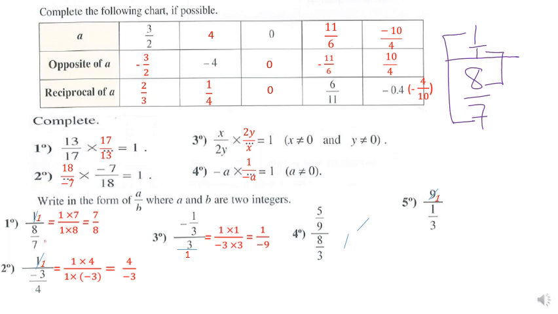In number 4, it's very easy. You just multiply the far by each other and the near by each other. So it's 5 times 3 over 9 times 8. Always simplify before you multiply. So the final answer is 5 over 24. And now number 5, you put 9 over 1 and you multiply the far by each other and the near by each other. So the answer is 27.